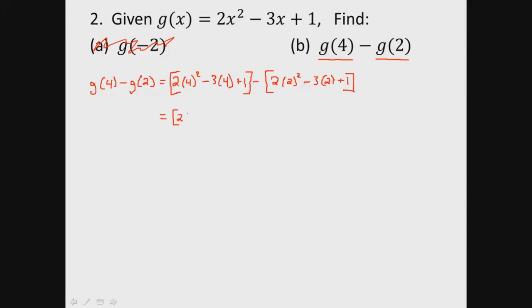4 times 4 is, we're going to have 16 here. Minus 3 times 4, we're going to have a minus 12. Plus 1. We're going to subtract over in this one. 2 squared is 4. Minus 6 plus 1.